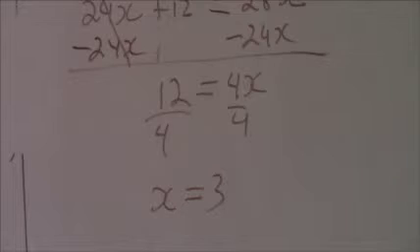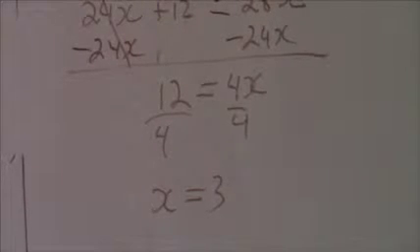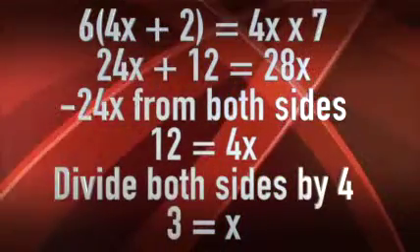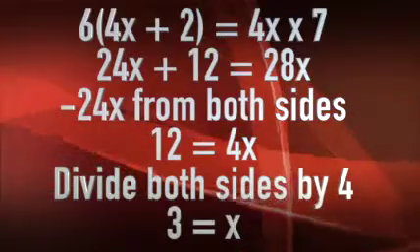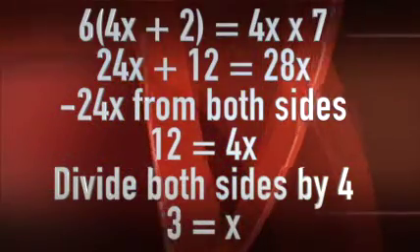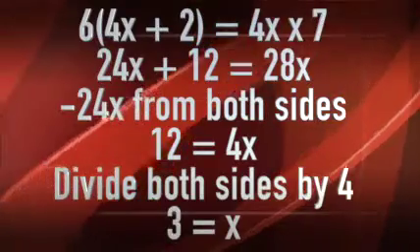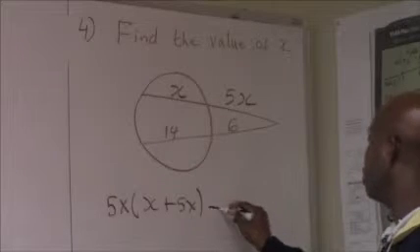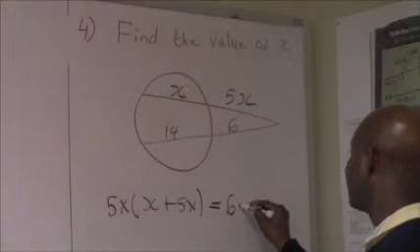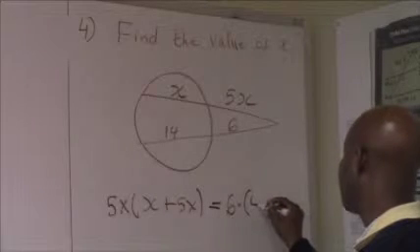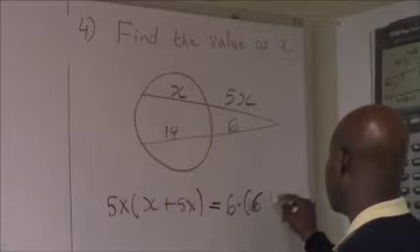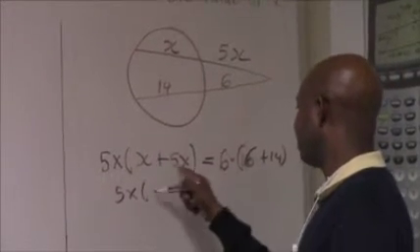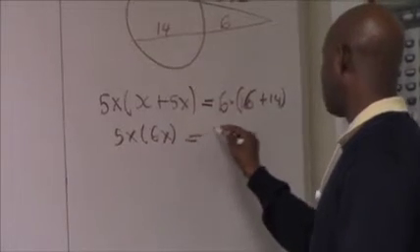Number 4. For number 4, we have two secants from a common external endpoint. So by rule, it's going to be the outside component, 5x, times the length of that entire secant, which is x plus 5x, should be equal to 6 times the entire length, which is 6 plus 14. I want to do this so that you understand it. So x plus 5x is going to be 6x, equals 6 times 20.